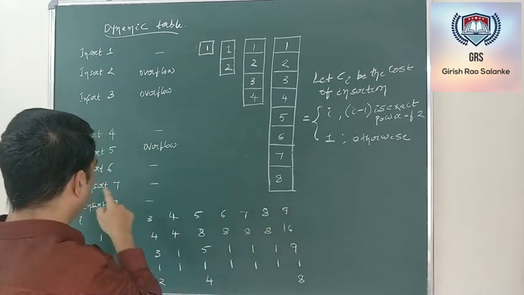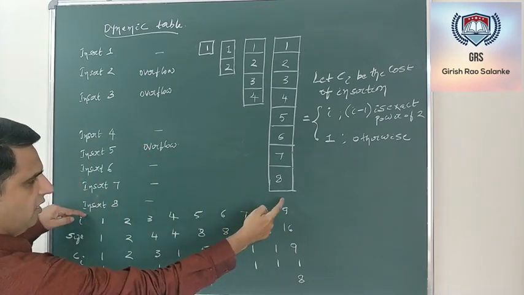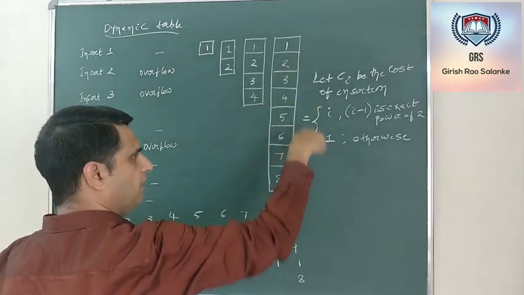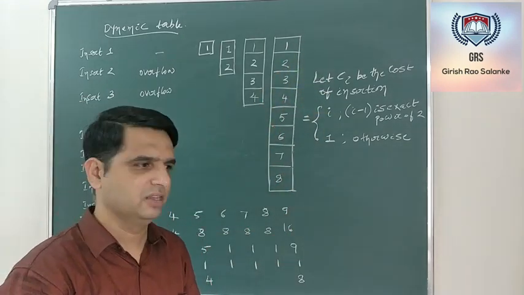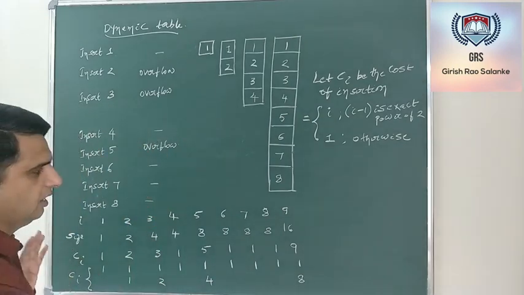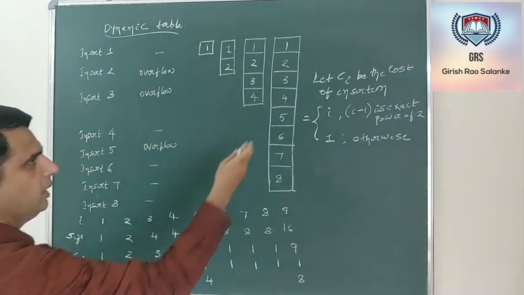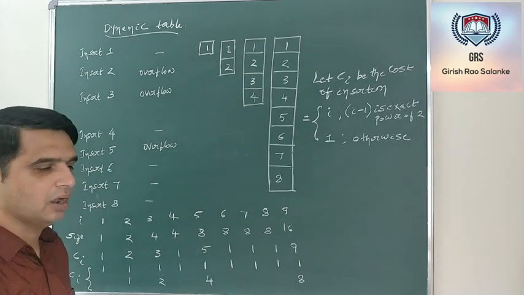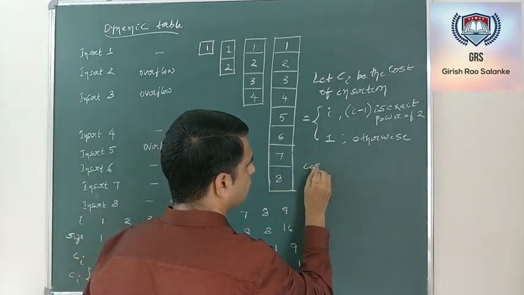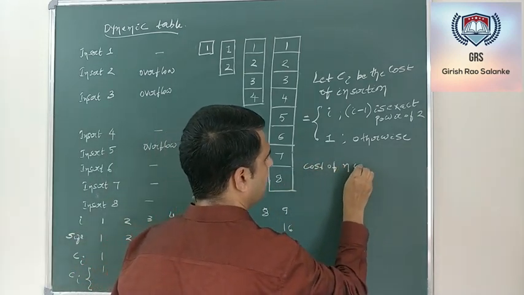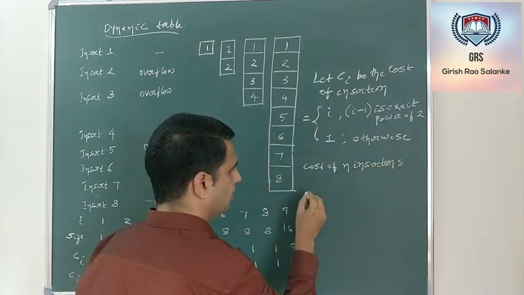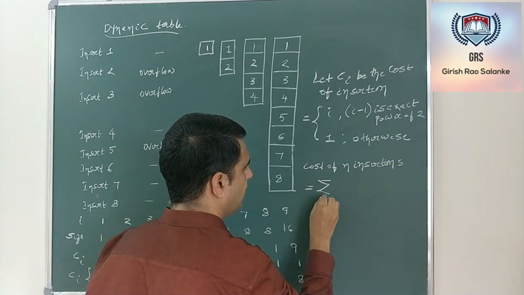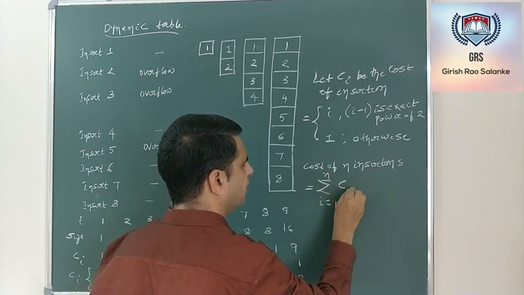And when I want to insert 9, there is no space, so I will double the hash table. My hash table will be provided with 16 slots. So, this is how to find the value of ci. Now, what is the total cost? Let me write the cost of n insertions as the summation of i equal to 1 to n of ci.